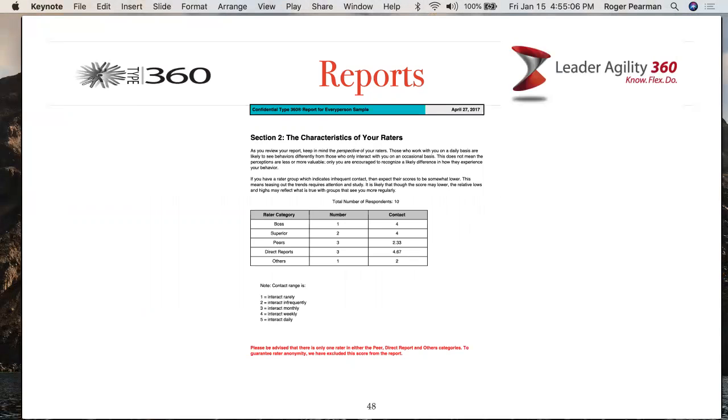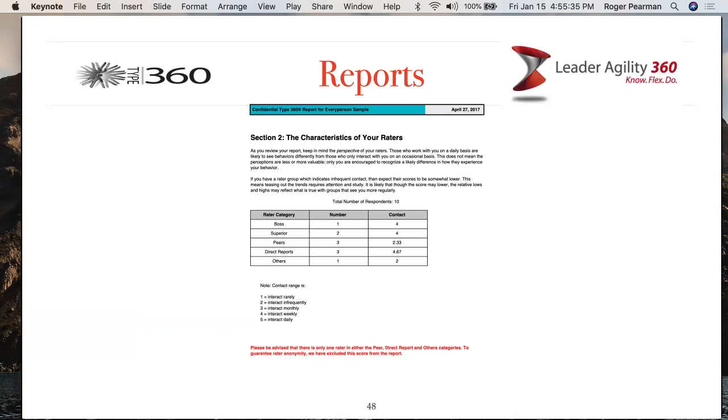So we have asked people, how well do you know the person? And this is very important when interpreting the data, because if it turns out that a lot of the raters don't know the person very well, then that may explain why some of the scores are what they are. Or if the raters know the person exceedingly well, then we might understand that the behavior is a pretty robust measure.